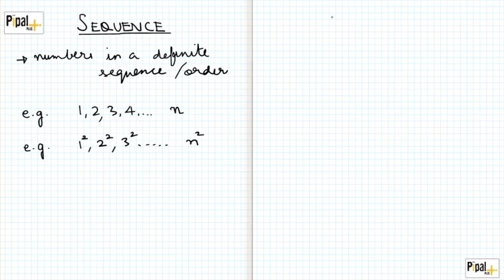Now when we talk about progressions, they are specific kinds of sequences, right? And in the course of our discussion on progressions, we are going to discuss 3 of them. The first is an arithmetic progression.